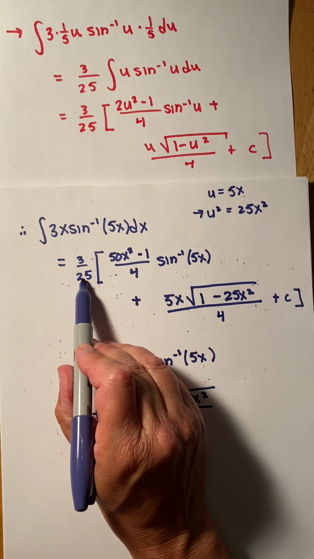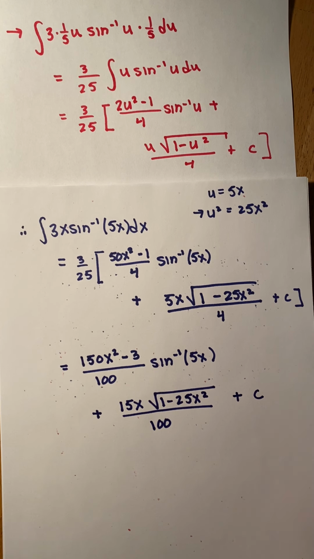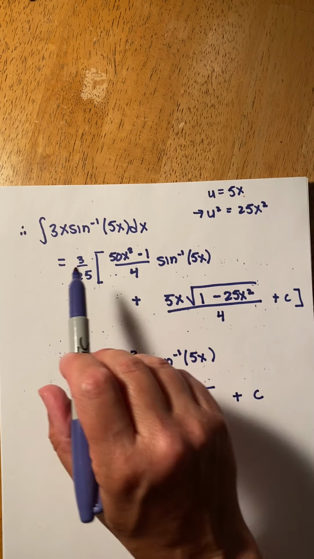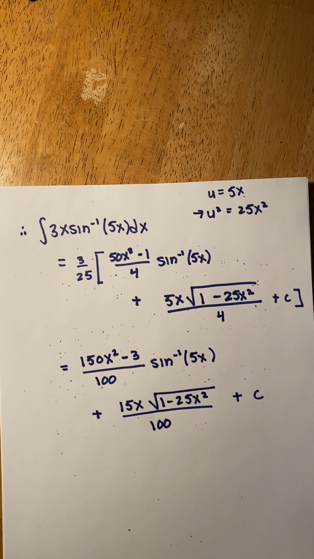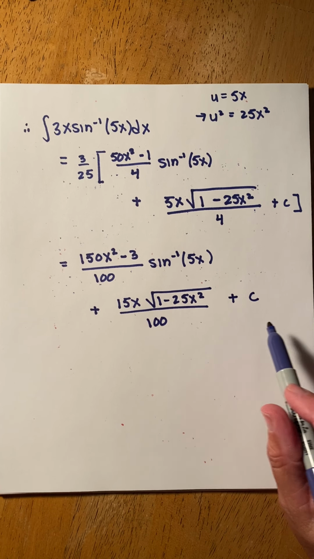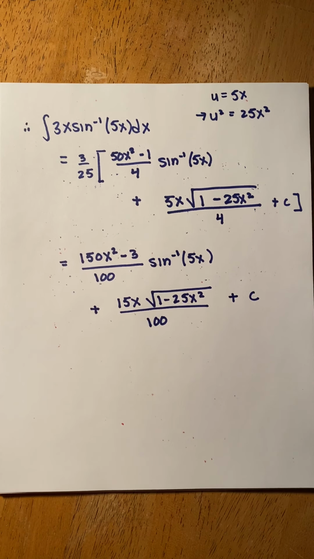Now 3/25 times c is still just plus c, because remember, c represents any constant in the world. So an arbitrary constant times a constant is still an arbitrary constant. I know that sometimes students don't like that, but that's just how it is, because it says we can add any constant on the end. So adding any constant on the end is equivalent to adding any constant times 3/25.